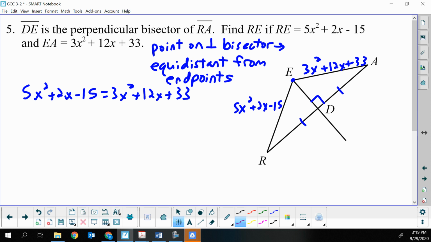We want to recognize that we have a quadratic, meaning we have x squareds. We have a mixture of x's and x squareds. So we want to get everything on one side so it's equal to 0. We'd like our x squareds to be positive. So it would make sense then to bring everything over to the left, because when we subtract this 3x squared over, it'll give us a positive 2x squared.